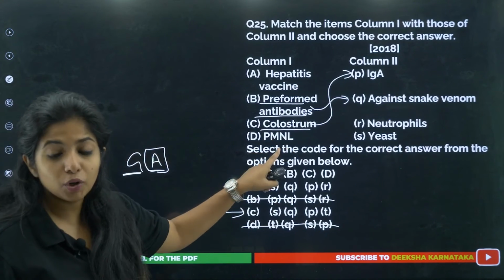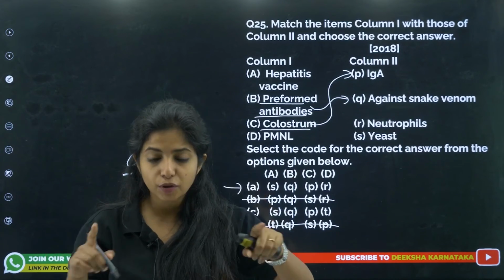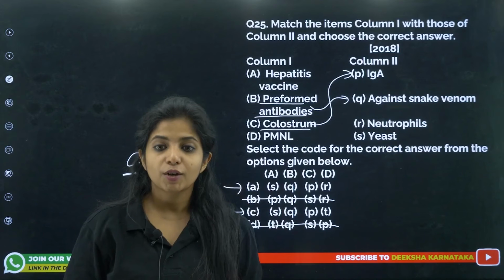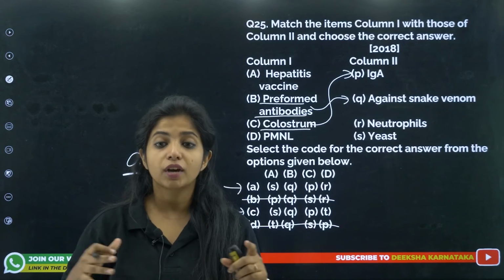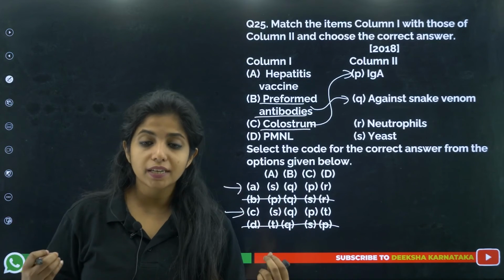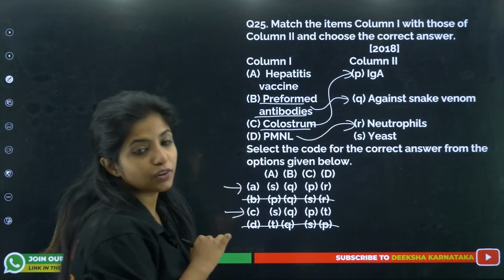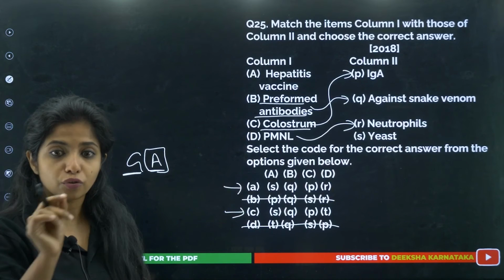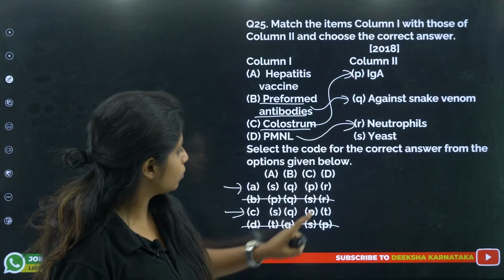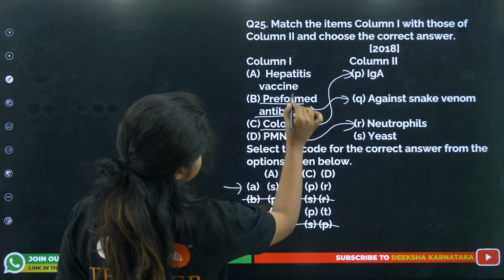Now PMNL, what do you mean by that? Polymorphonuclear leukocytes, as in they have different shapes of nucleus. Leukocytes as in you're talking about white blood cells. Which type of WBC has different shapes of nucleus? It will be neutrophil. It's given in bracket, neutrophil. Polymorphonuclear leukocytes, that means you're talking about neutrophils, my dear children. So PMNL goes with R. Let's see if A is with S. Yes, A is with S.